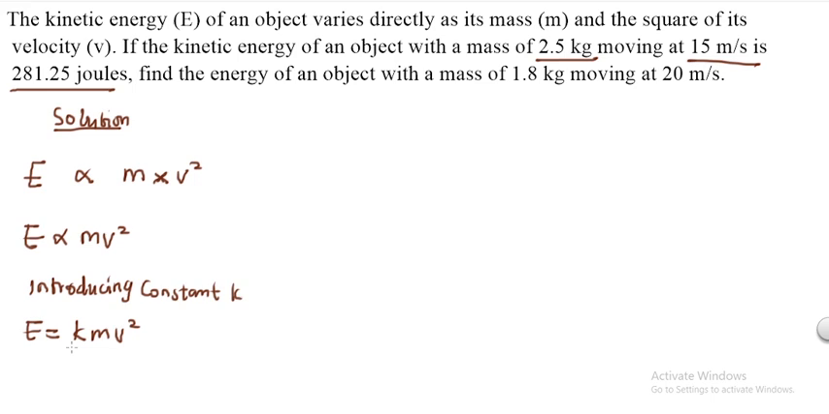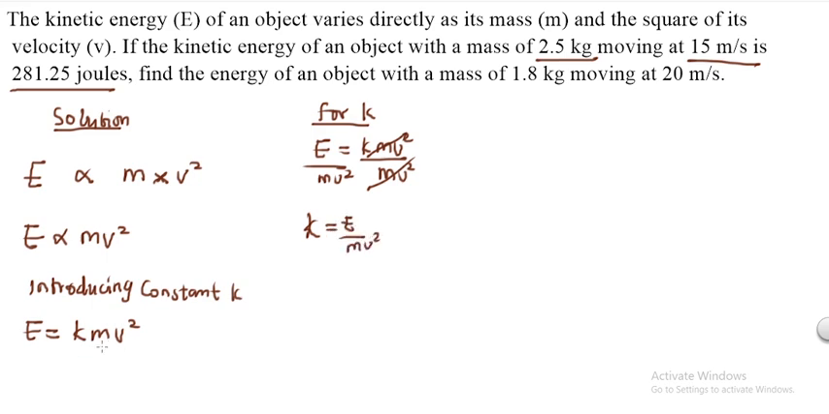Like I said before, the next thing we want to do is to find the value of K. Before we even start finding how to get K, we have to make K the subject of the formula here. So that this is E is equal to kmv square. So to make K the subject of the formula, I simply divide both sides by mv square. This is divided by mv square, this is divided by mv square, and then this cancels out this, so that K is equal to E over mv square.